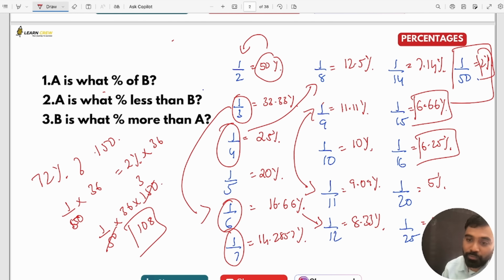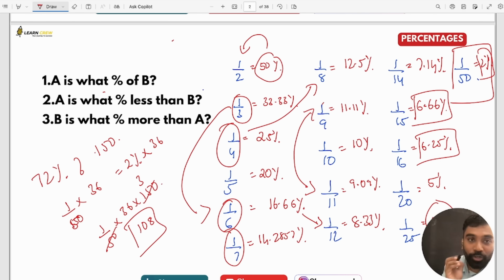Sir, can't I do it with 4, sir? Yes, you can do. That is no problem with me. That is absolutely fine. 18 by 25. You can do it. Anything which can simplify your task and give you the answer instantaneously is absolutely fine.